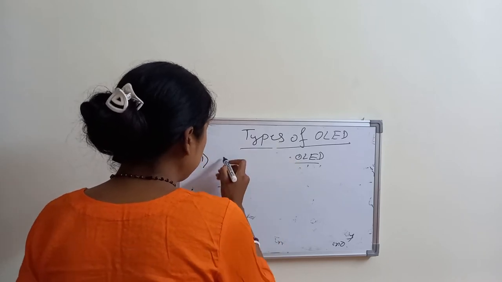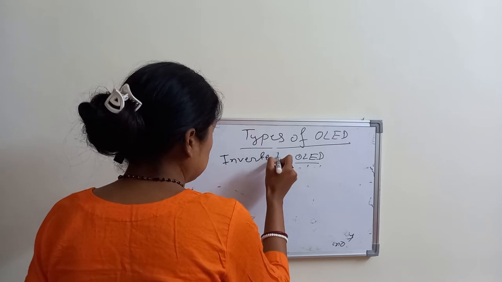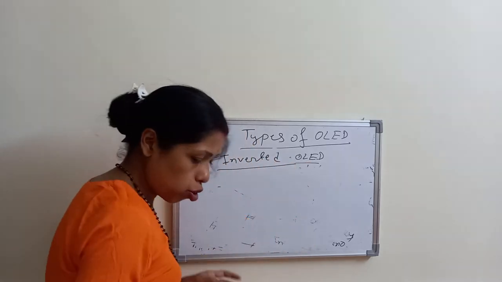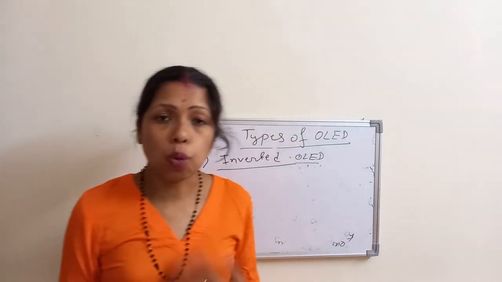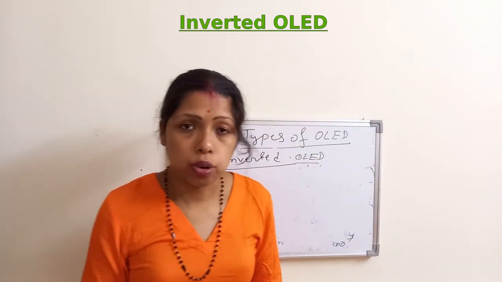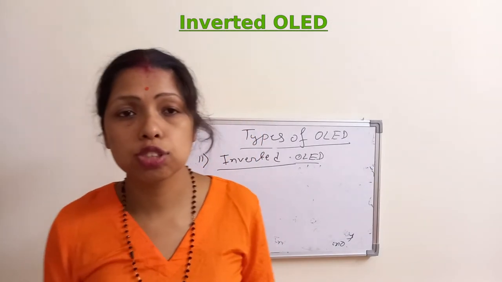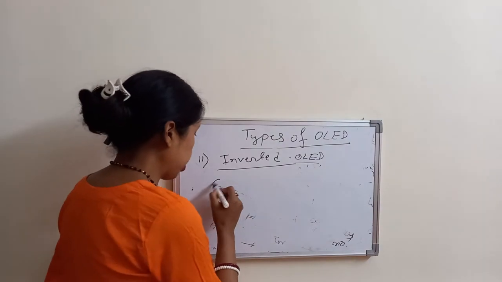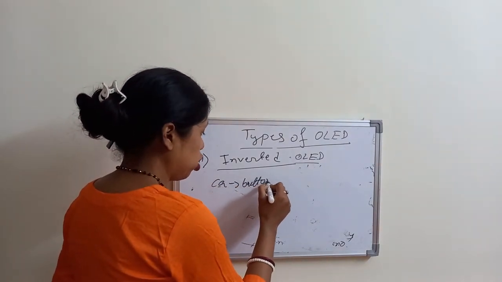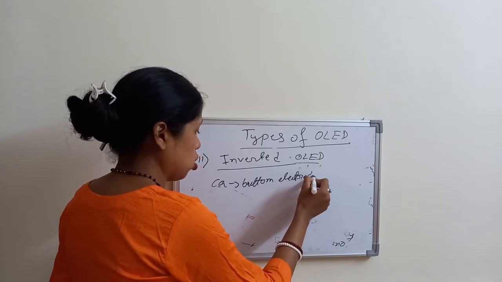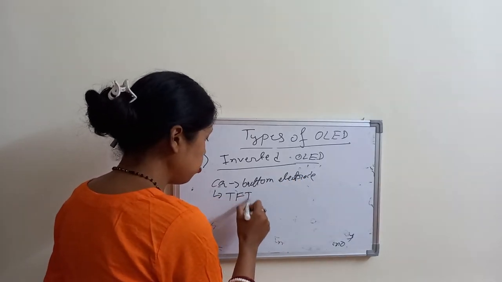Okay, next is the inverted OLED. So the inverted OLED is opposite to the active matrix OLED. In case of the active matrix OLED, we used the thin film transistor as an anode. But the inverted is the inversion of the normal OLED. In case of the normal OLED, the anode is acting as a bottom electrode, right? In this case, the cathode will be acting as a bottom electrode, okay. And this will be designed by thin film transistor, right?